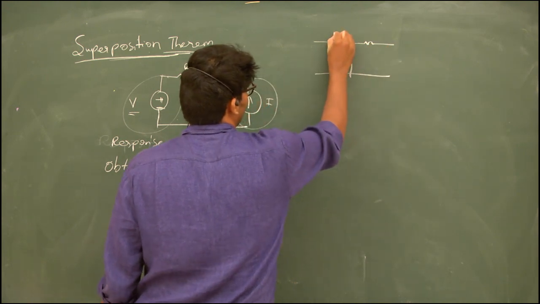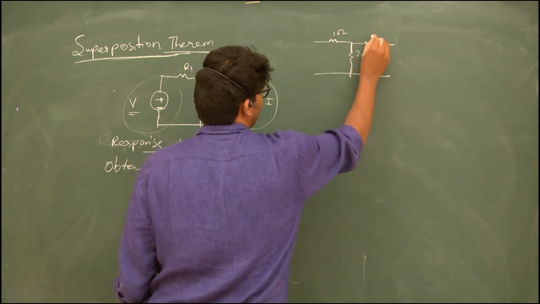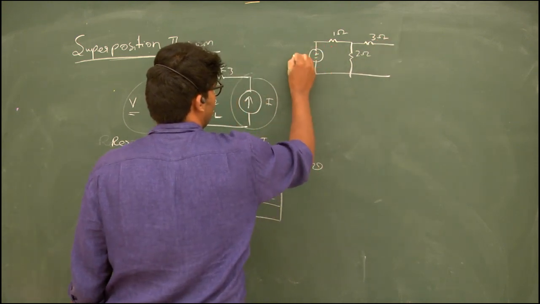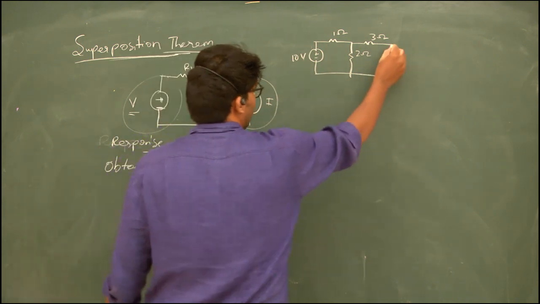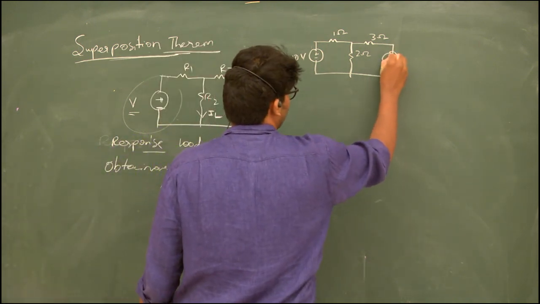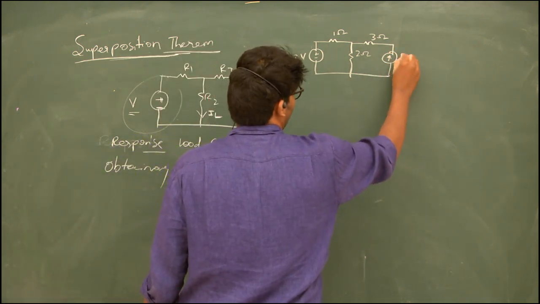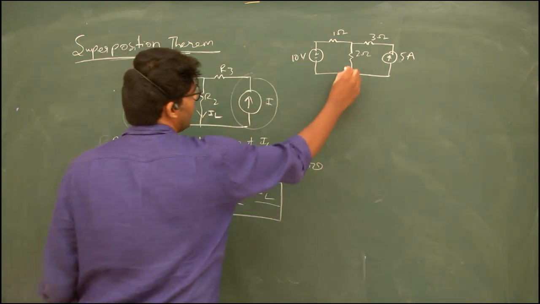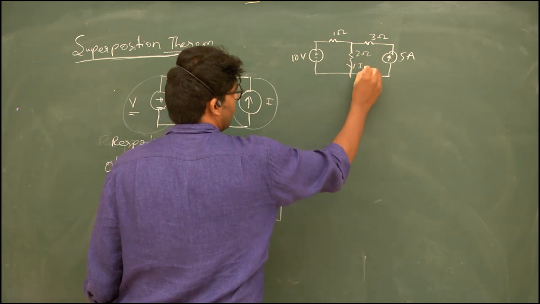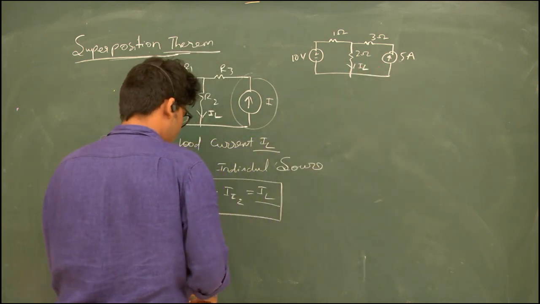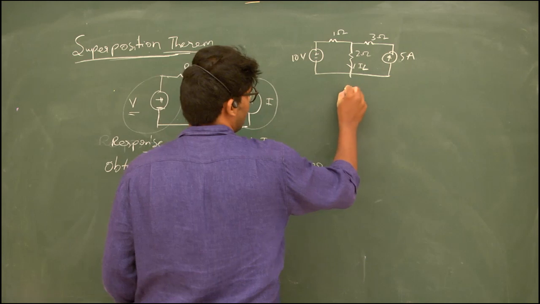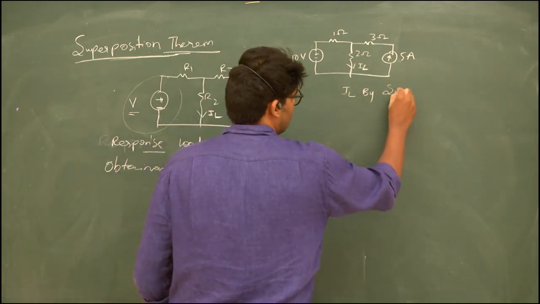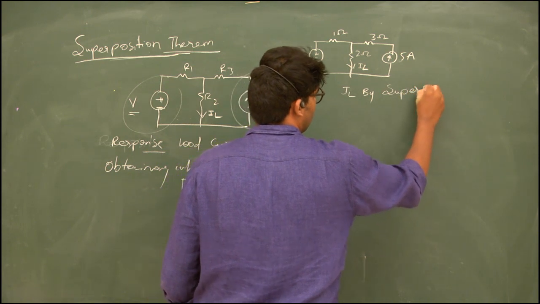So this is 1 ohm, this is 2 ohm, this is 3 ohm. The voltage source value is 10 volts, and the current source value, let us take 5 amps. Now I need the current IL. Find IL by the superposition theorem.